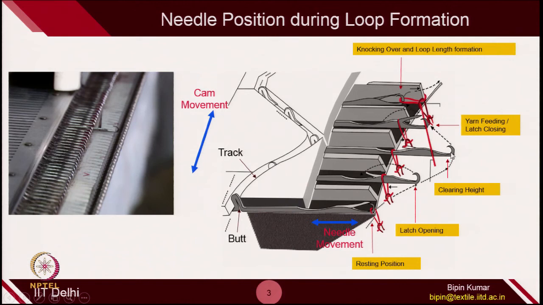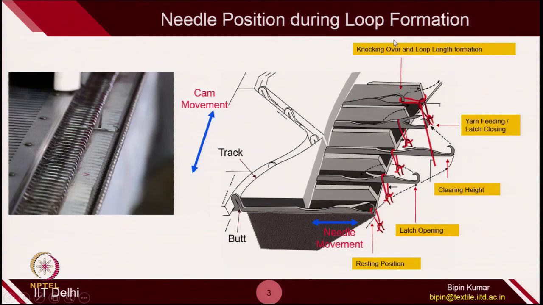You can see here, this one is the maximum height or the maximum forward movement which happened to this particular needle, and this is the clearing position. And here you can see the butt is actually at the highest point of the track. After that, it is going down. You can see here the downward movement. So this particular needle is at this position where the butt is pulling the yarn, and finally at this position you can see it is forming the loop as well as releasing the old loop.